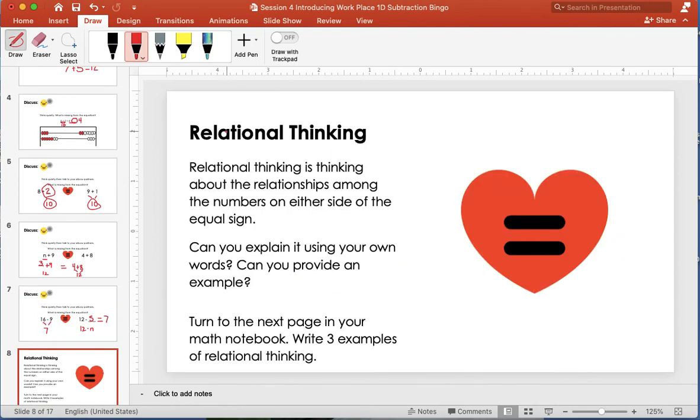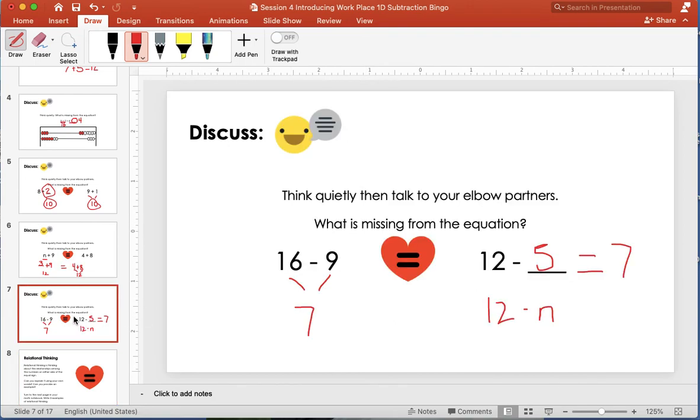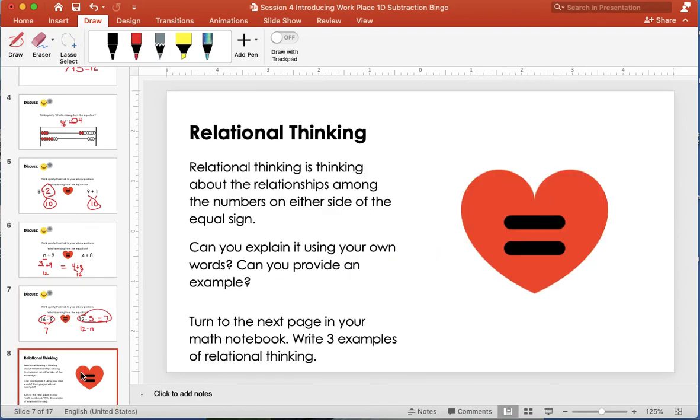Okay, so relational thinking is thinking about relationships among the numbers on either side of the equal sign. That's where we were looking at these numbers right here, and then we were looking at these numbers over here, and we wanted to make sure that they were equal. Can you explain it using your own words, and can you provide an example?